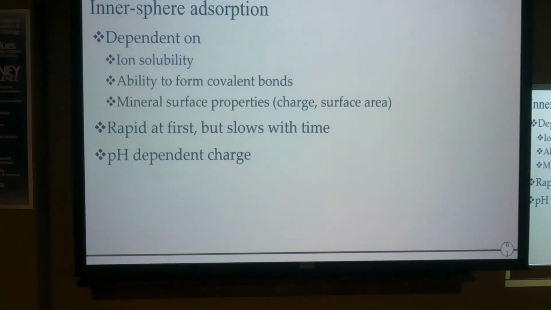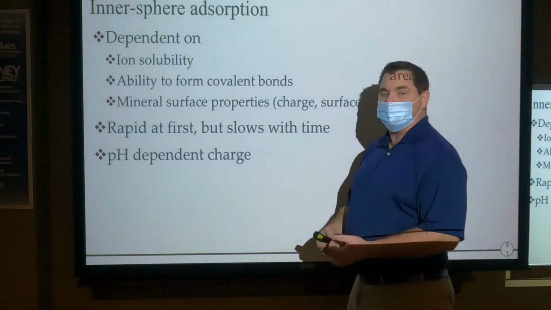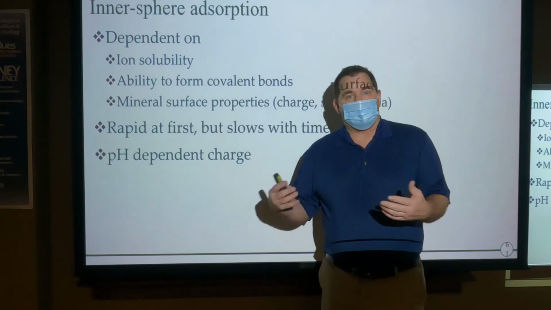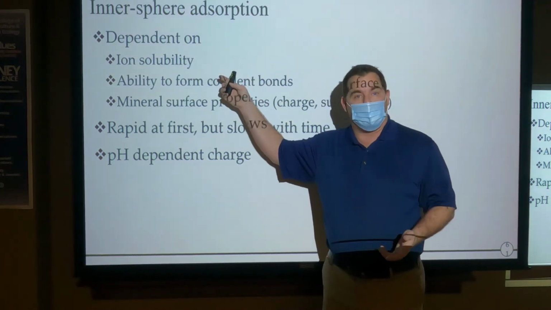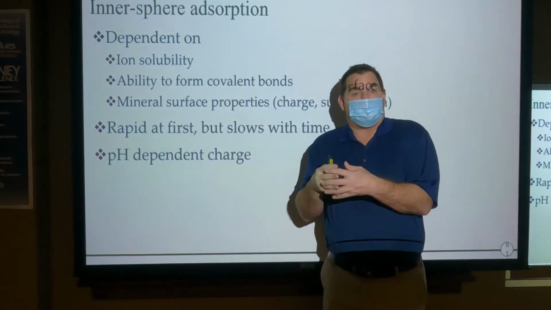And they're dependent upon the solubility of the ion. And so phosphorus is not very soluble, but nitrate is. And so nitrate is very soluble in water, so it will be easily desorbed off of this inner sphere complex, because it's soluble in water.